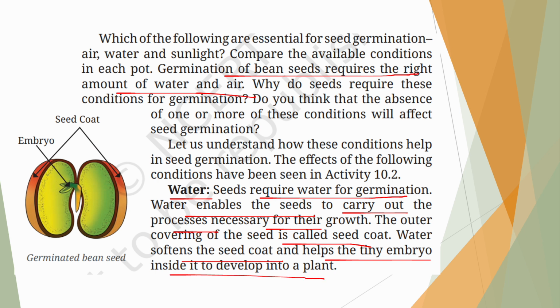See this figure, germinated bean seed. See, there is a seed coat. The outer covering is a seed coat. Then inside you can see the embryo. This embryo develops into a plant. So, the outer covering of the seed is called seed coat. Water softens the seed coat and helps the tiny embryo inside it to develop into a plant.